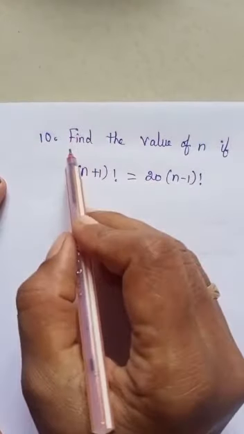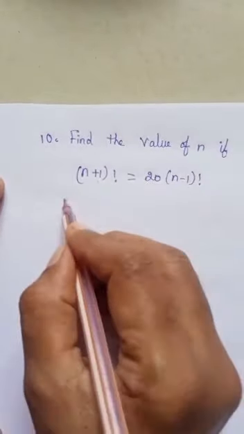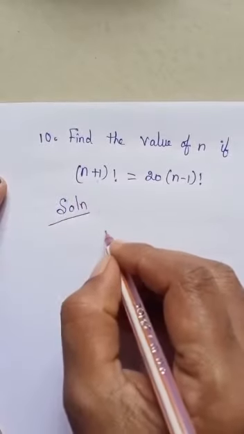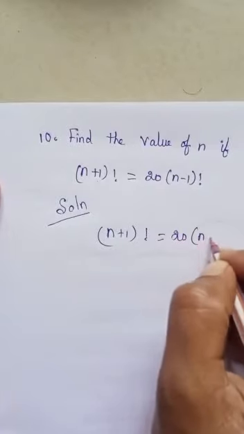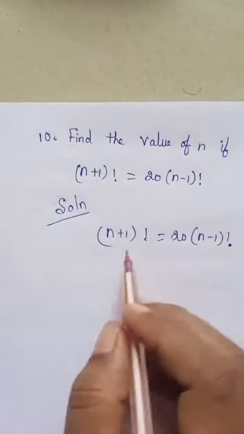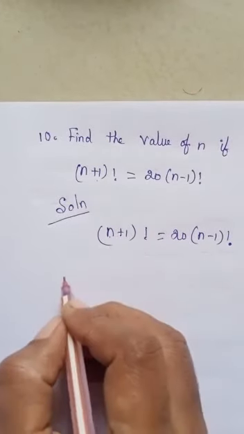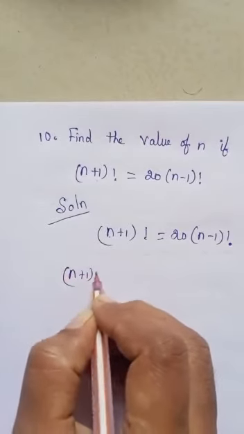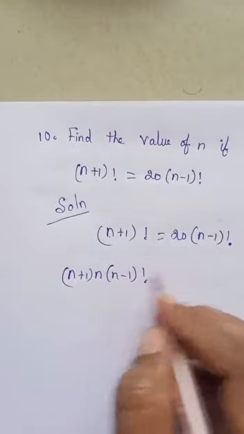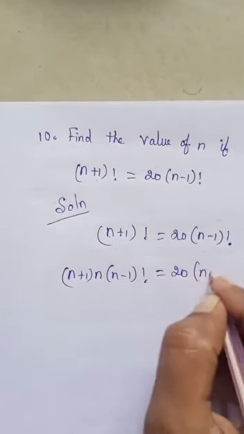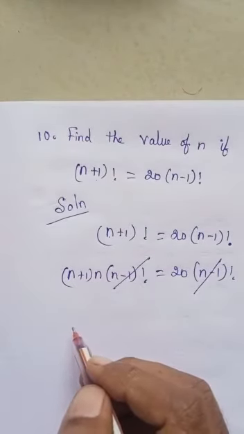The last problem. Find the value of n if n plus 1 factorial equals 20 into n minus 1 factorial. Okay, given n plus 1 factorial is equal to 20 into n minus 1 factorial. See, among these two, n plus 1 is greatest, isn't it? Shall we simplify this? When we simplify, n plus 1 into n into n minus 1 factorial, because till n minus 1 we have to separate it. This is 20 into n minus 1 factorial. See, both n minus 1 factorial will get cancelled.